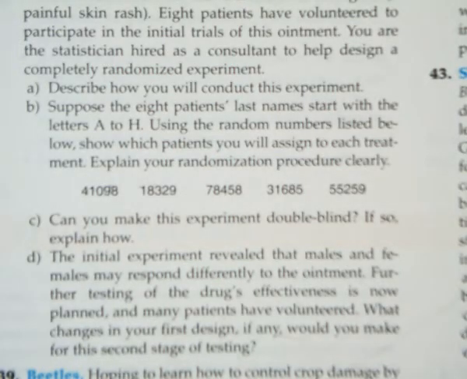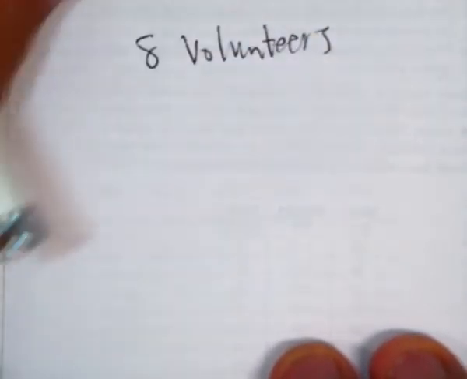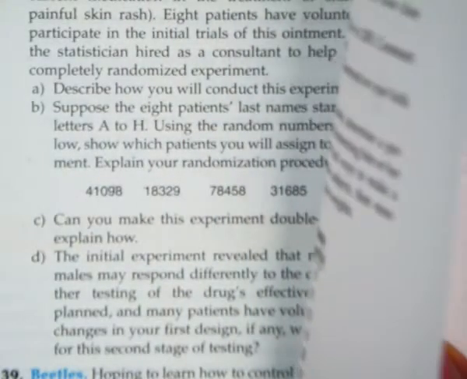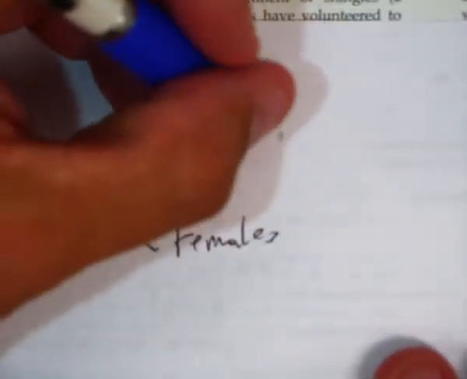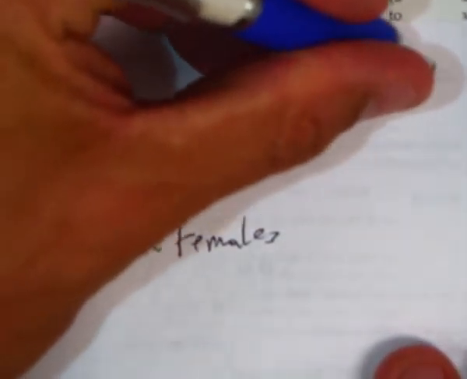And then part D says the initial experiment revealed that males and females may respond differently, further testing the drug's effectiveness. What changes in your first design, if any, would you make? Well, the very first thing we would do is block. So we have our 8 volunteers. It doesn't tell us how many there are, so we don't know, but the first thing we would do is divide them into males and females. And then we would randomly assign half to the new, half to the old.